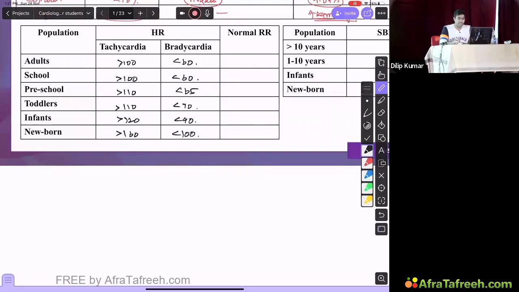You know the adult respiratory rate, I already told you yesterday. In the beginning, when I was talking about dyspnea itself, I told you it's 12 to 20. That's normal. In school-going children, it is around 18 to 30. In preschool children, it is 22 to 34. In toddlers, it's somewhere around 24 to 40. In infants, 30 to 60. Newborns, 40 to 60. Having a respiratory rate of 40 in a newborn is fairly normal. It is not tachypnea.